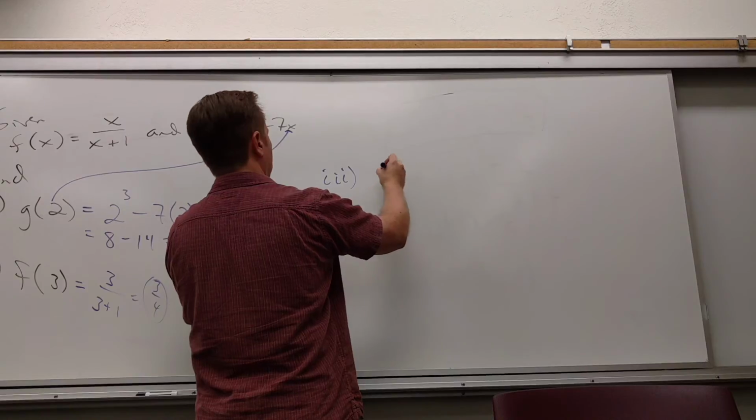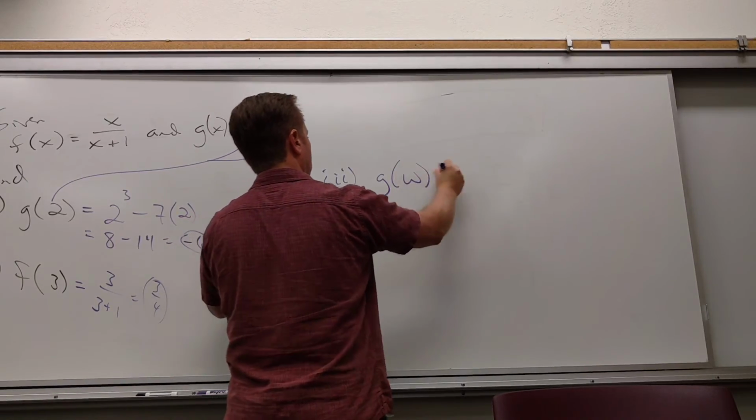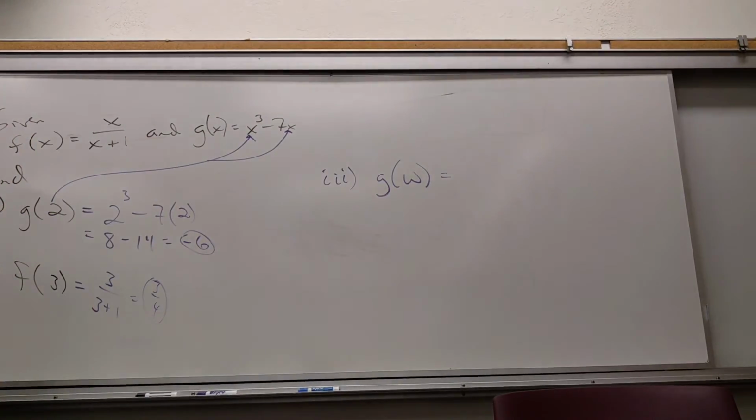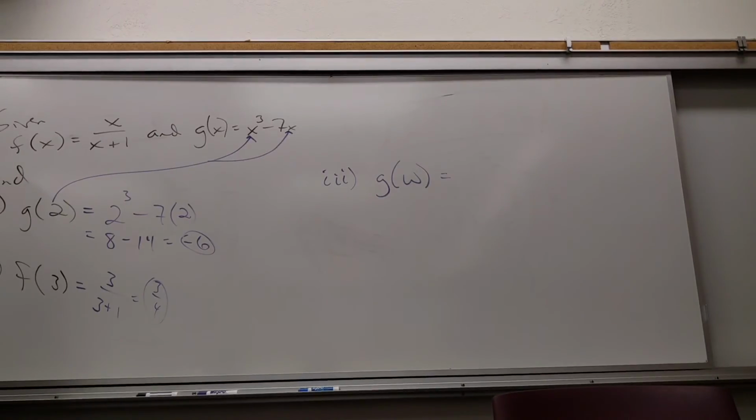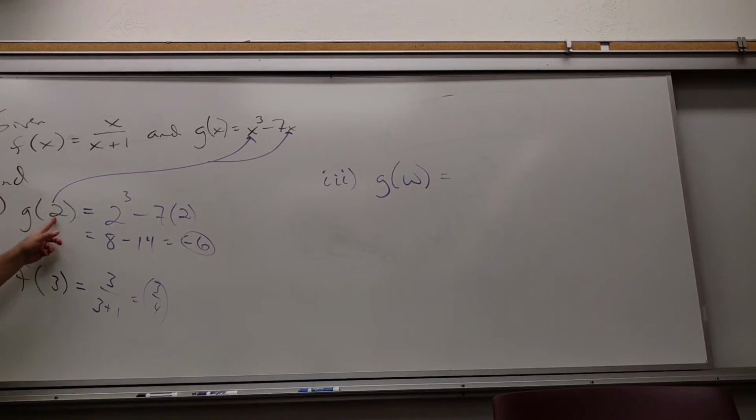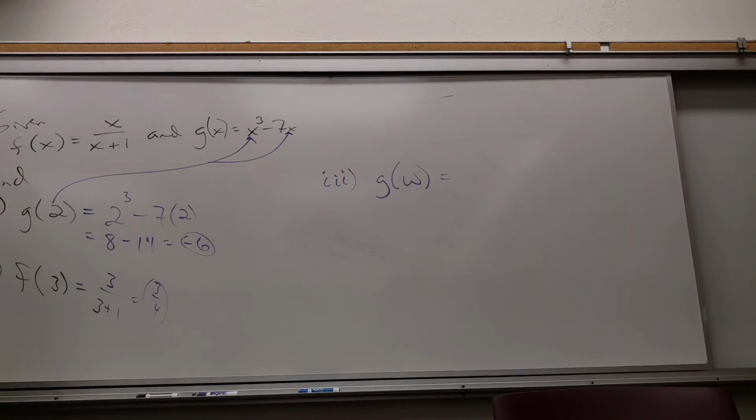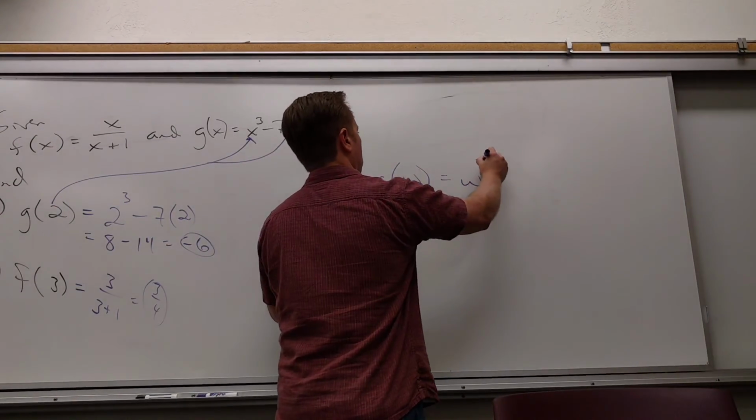What is g of w? Don't know. Sure you do. What did you do when I said g of 2? What did you do with that thing inside? You put it in where we saw an x. So what's g of w? W cubed minus 7w.